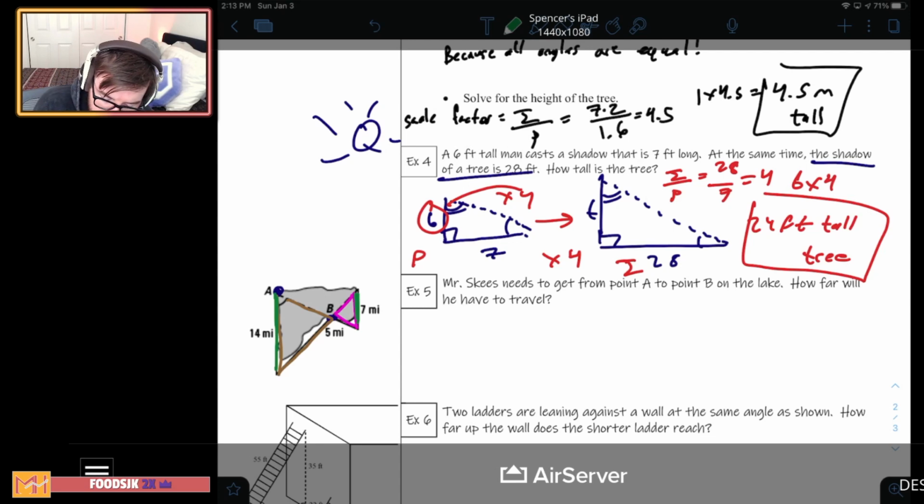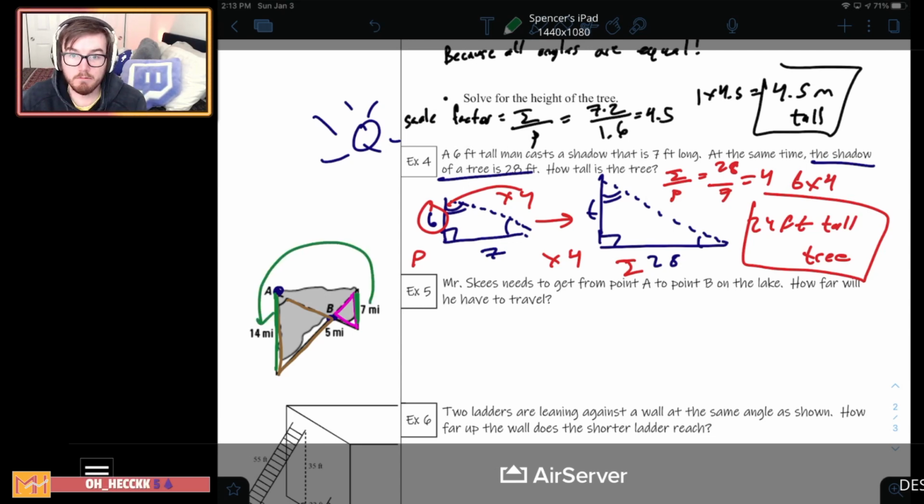What's the scale factor to go from 7 to 14? We're obviously enlarging. The scale factor is... Question pops up on screen. The scale factor was what? You should have answered 2. I'm using K for scale factor. The scale factor is 2. The triangle on the left is twice as big.